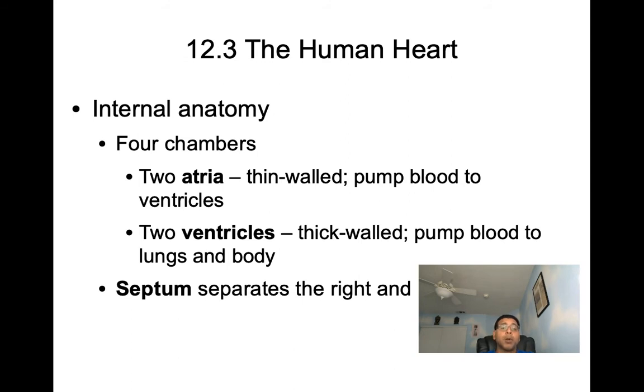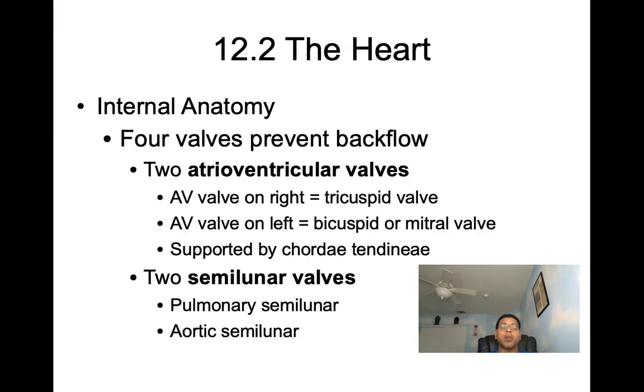The upper 2 are going to be called the atria, and they are thin-walled, and they pump blood to our ventricles, the next chambers. Next, then we have our 2 ventricles. Our 2 ventricles are going to be thick-walled. They're thicker-walled compared to the atria, and they're responsible for pumping blood to our lungs and to the rest of the body. Here then we can see the heart is going to also have 4 valves.